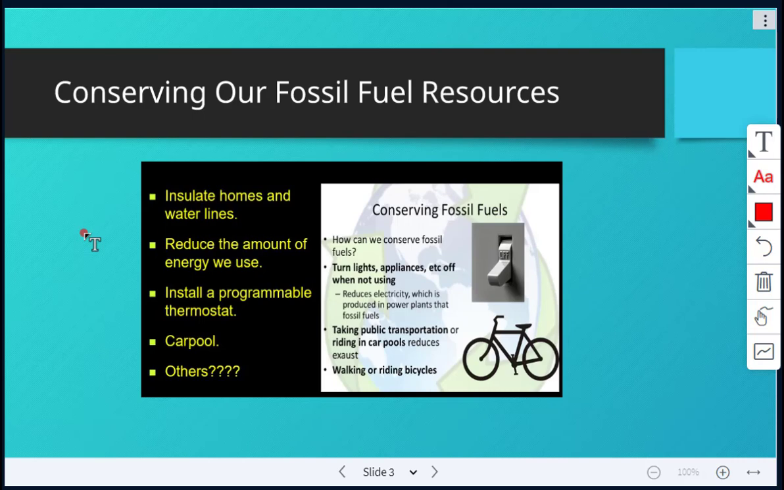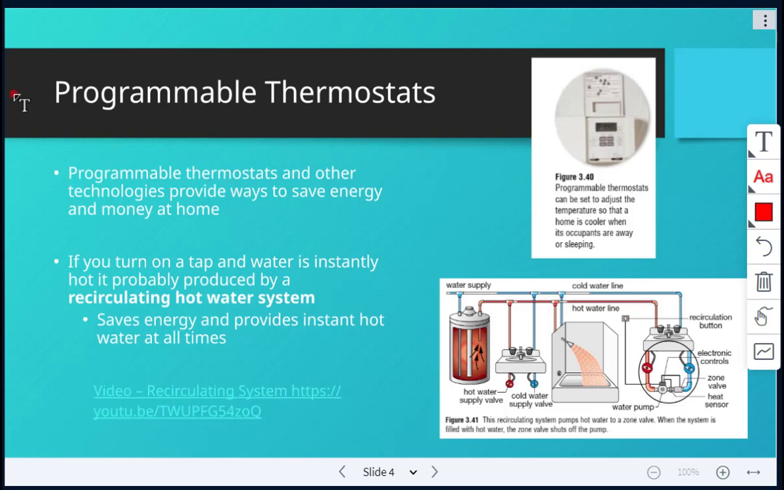We can also reduce the amount of energy we use by having a programmable thermostat in the house, so that the temperature can be turned down when you leave the house or during the nighttime. Programmable thermostats are able to adjust the temperature so that the home can be cooler when you're not in the home or when you're sleeping. So it's one method of saving energy and money at home.